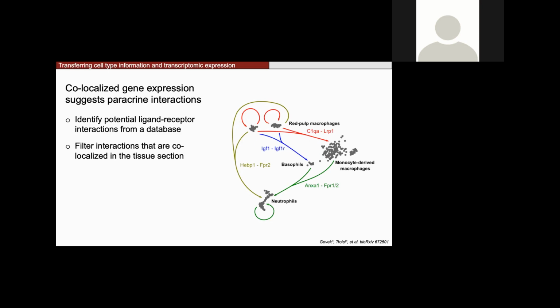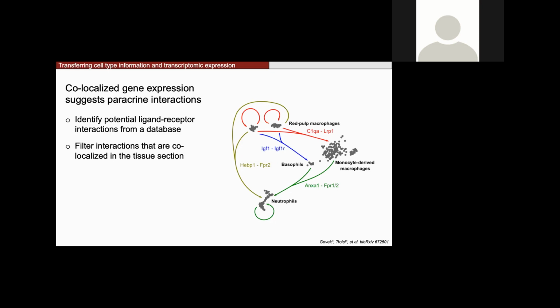The downside of this method is it doesn't take into account whether those ligands and receptors are actually being expressed by nearby cells in the data set, or where those cells are. So we then filtered those interactions to only those ligands and receptors that are co-localized in the tissue section using our adjacency score.